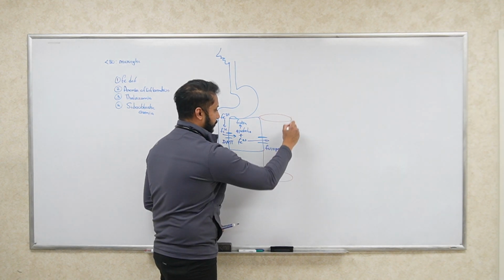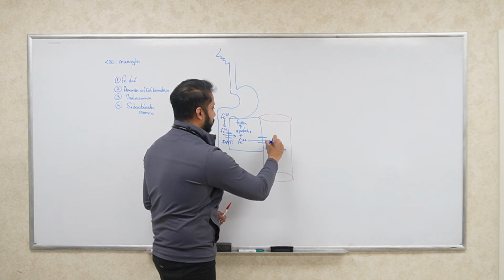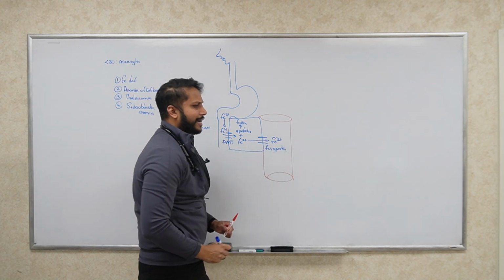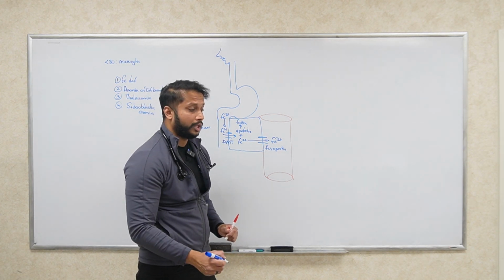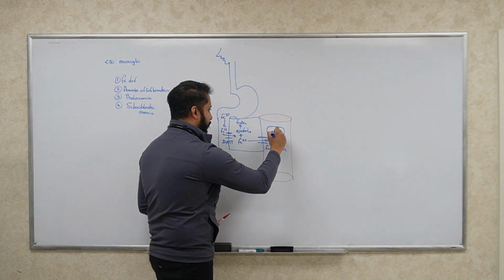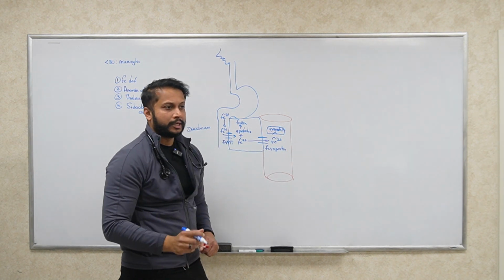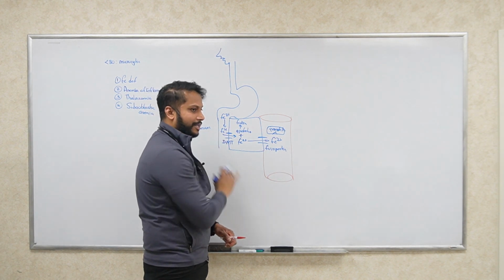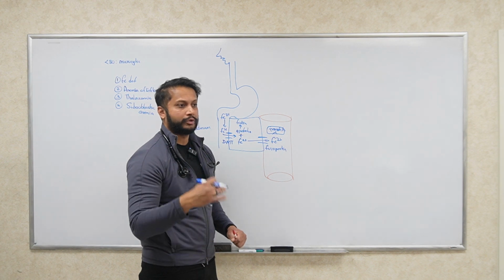Okay, this is the blood vessel. Yes. So once the ferroportin pumps it out and you get iron outside of the cell, how does iron get transported in the blood? Via a transport protein called transferrin. Okay, it's going to be carried by a transport protein known as transferrin. Okay, got it?